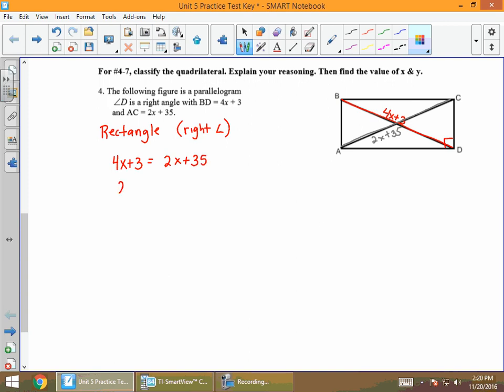Subtract 2x on both sides, and then subtract 3 on both sides. Leaves me with 2x is equal to 32. Divide by 2, and x is equal to 16.